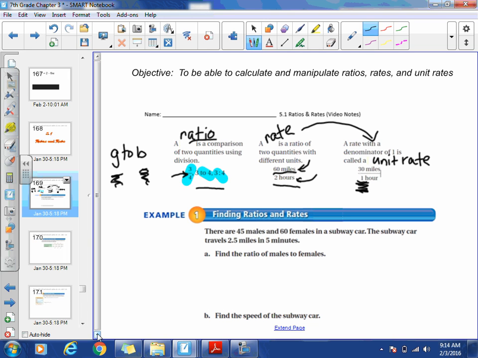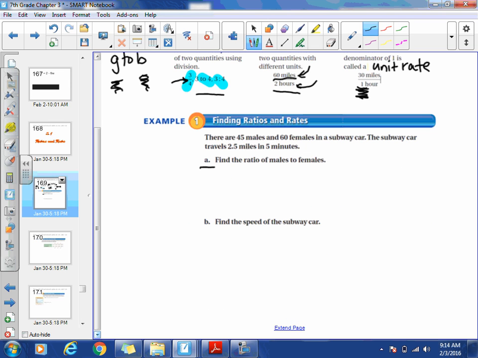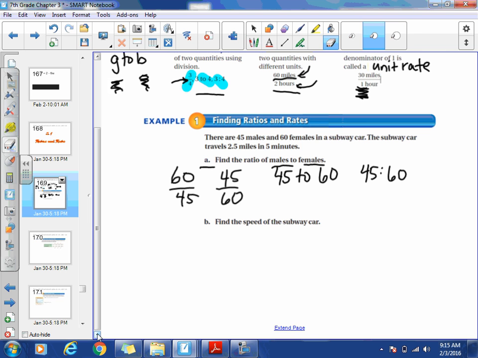Okay, so example 1 with rates, ratios, and unit rates. There are 45 males and 60 females in a subway car. Let's use that first for example A. Find the ratio of males to females. So males came first. It's very important then that the number representing males comes first. So there are 45 males to how many females? 60. We could also write that as 45 to 60. We could not write it as 60 to 45 because then it sounds like there's more females than males, which is not true.